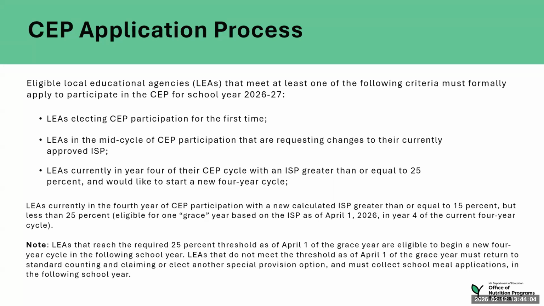Any LEAs currently in their 4th year of CEP with a new calculated ISP greater than or equal to 15%, but less than 25%, are eligible for 1 grace year based on their ISP as of April 1st, 2026 in year 4 of their current 4-year cycle. And just to note, LEAs that reach the required 25% threshold as of April 1st of the grace year are eligible to begin a new 4-year cycle in the following school year.